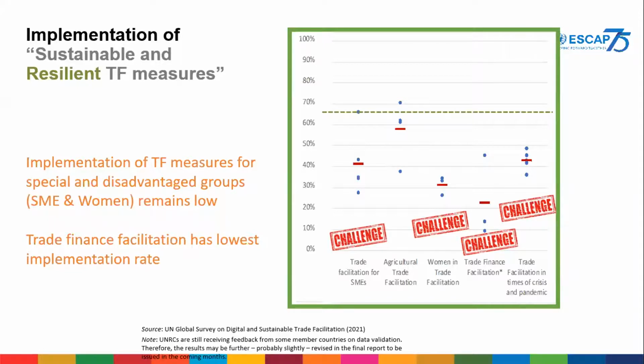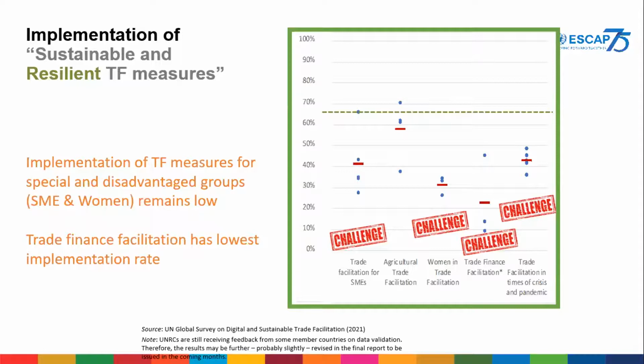It is also true that trade finance facilitation has the lowest implementation rates. And it is to be noted that we have had very low response rates from the experts on trade finance facilitation, which means there is very big room to improve in incorporating and integrating trade finance into the conventional global supply chain systems.